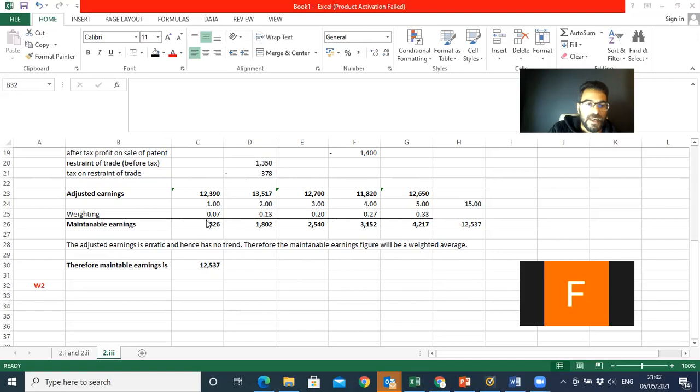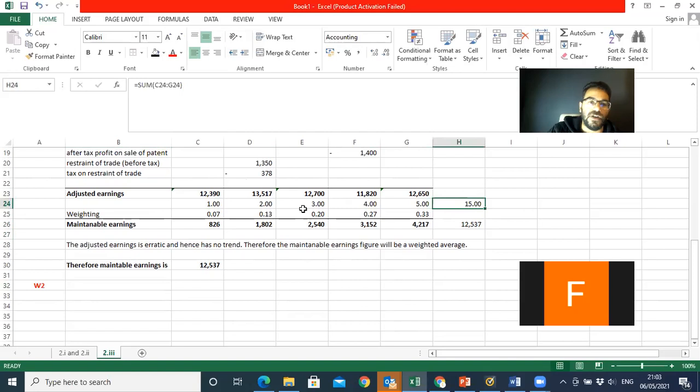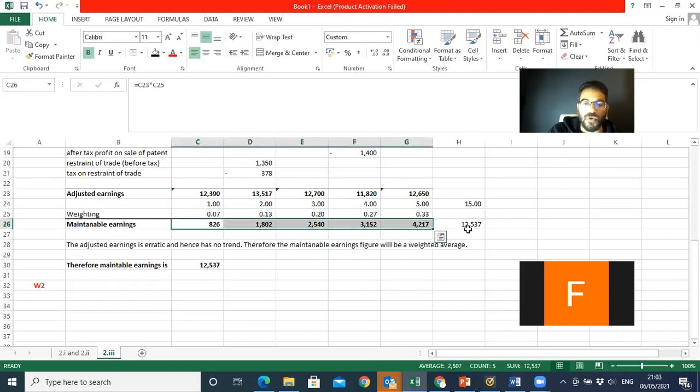How did I get the 826? It is basically the adjusted earnings of 2015 multiplied by the weighting of 2015. How did I get the weighting of 2015? We allocate a number, a 1 out of the total weighting of 15. So you just go 1, 2, 3, 4, 5 up until the last year. And this 15 is the sum of all of that. So therefore, 1 divided by 15 will give you a weighting of 7%. So therefore, 12 times 7% will give me 826. Do that the same for each year. Then you sum up all of that to give you the average of 12,537.